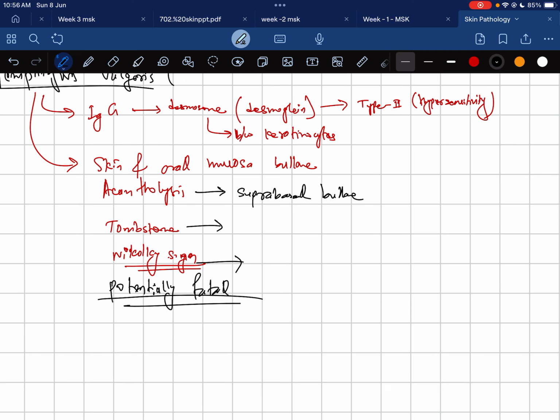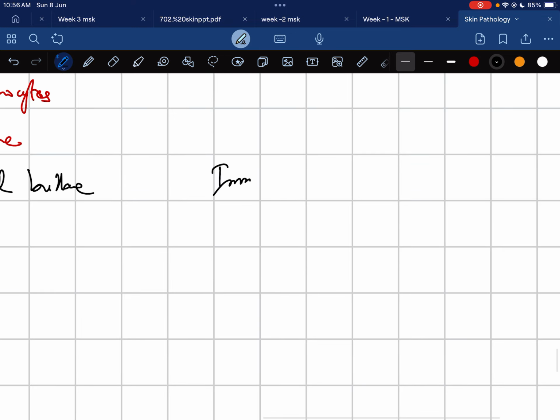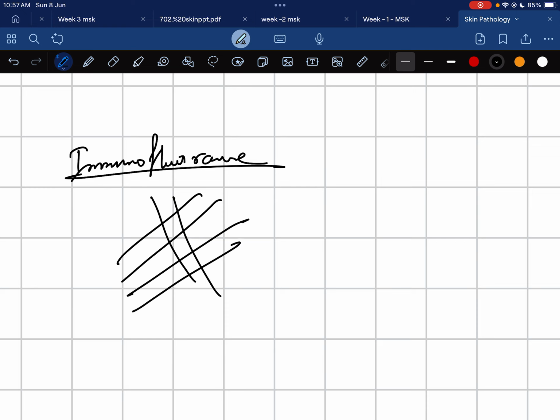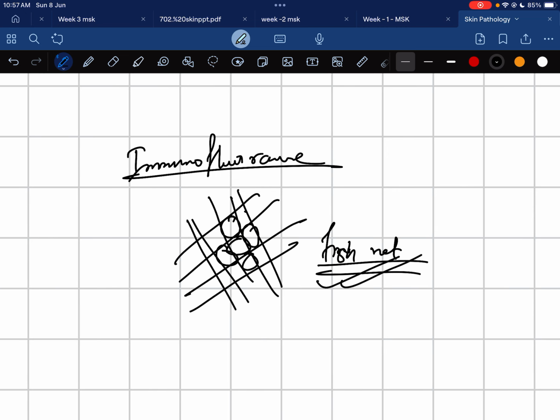When you look at the immunofluorescence of this, a fishnet immunofluorescence pattern is seen, with IgG surrounding the keratinocytes. So there is a fishnet-like appearance.